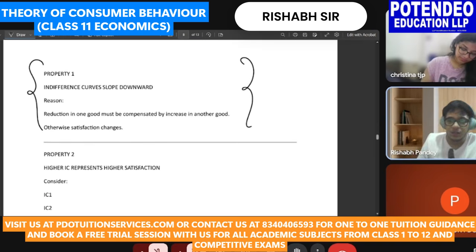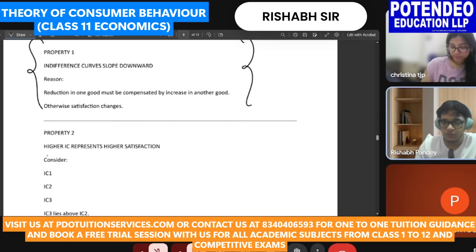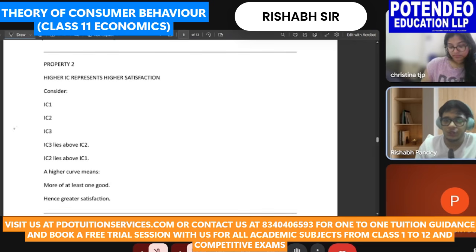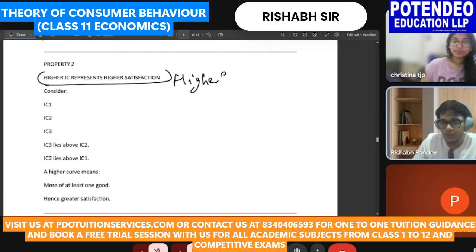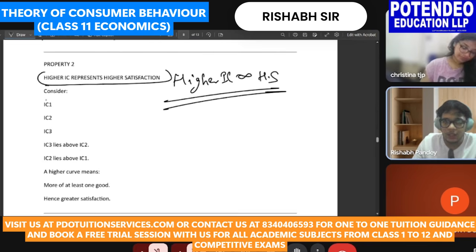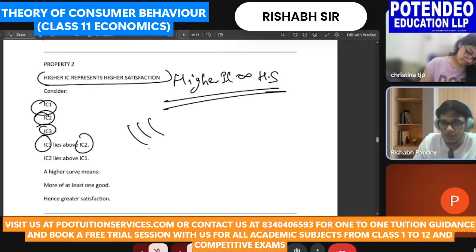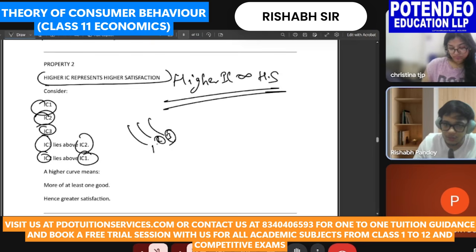Now property two. Shall I scroll it down? Property two. A higher IC represents a higher level of satisfaction, which means a higher IC is directly related to higher satisfaction. IC1, IC2, IC3. So this is 1, this is 2, this is 3. IC3 lies above IC2, and IC2 lies above IC1. Got an understanding?